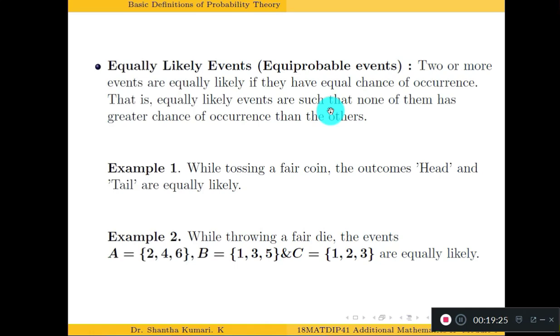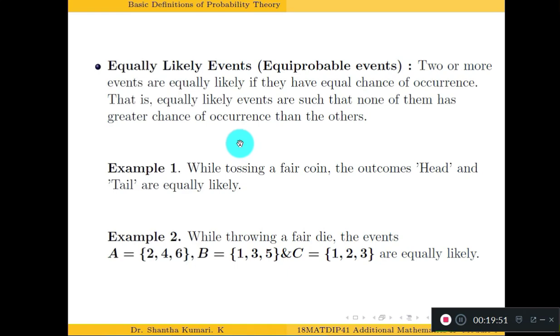Okay. And when you toss a 6-faced die, there are 6 faces. Every face has equal chance of occurrence. Okay. You may get 1, you may get 2, like this till the face 6. Every face has equal chance of occurrence. So these are equally likely events. Okay.